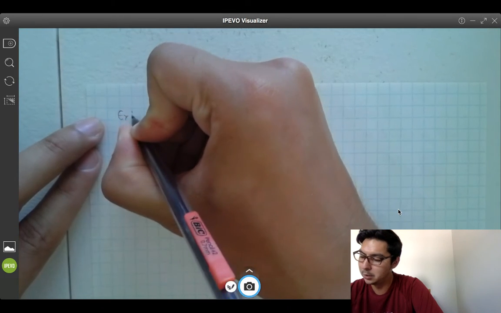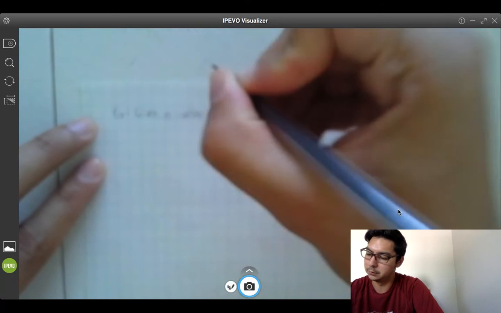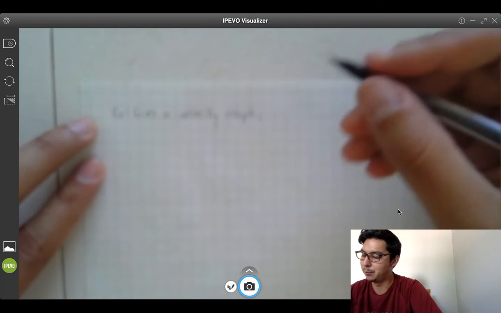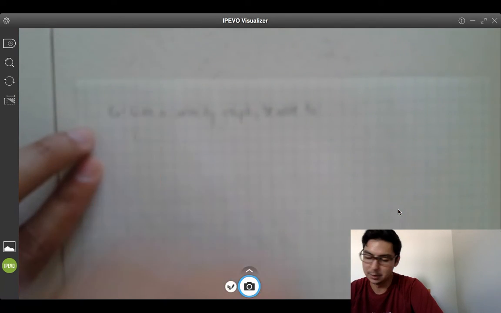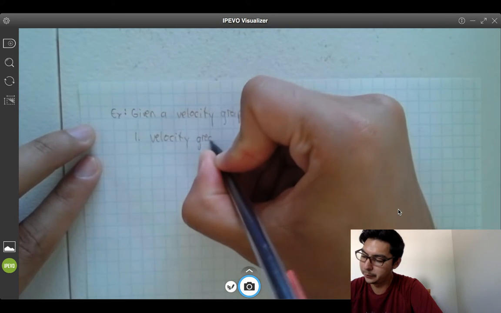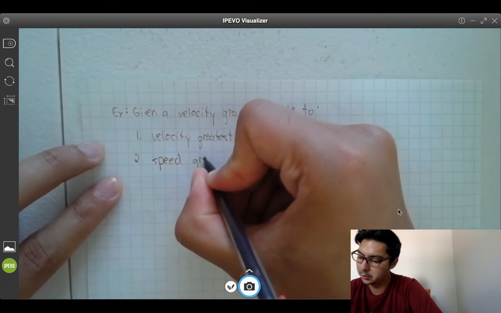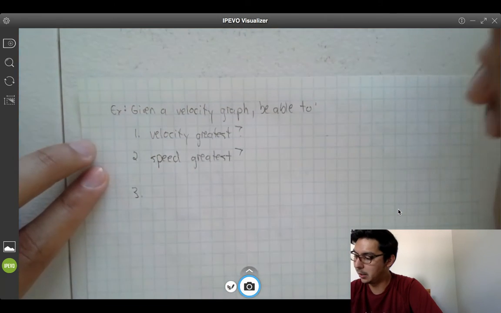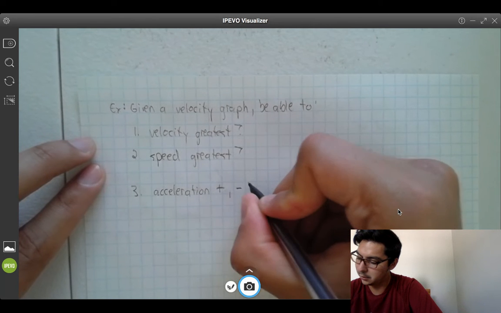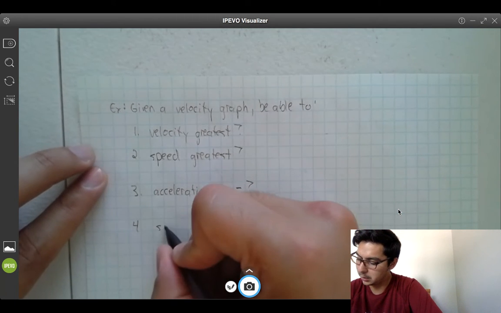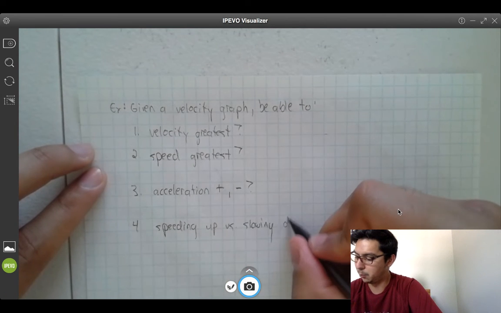All right, so let's look at an example, because the other thing you want to be able to do is, given a velocity graph, and technically it is also true for position graph, but we'll start here, be able to, and we'll do 4 things here, and that is answer, when is the velocity greatest? We'll answer, when is the speed the greatest? We'll talk about, when is acceleration positive versus negative? And then make sure you can also determine when your speed, when are you speeding up versus slowing down? And that's kind of where you want to be at here too.